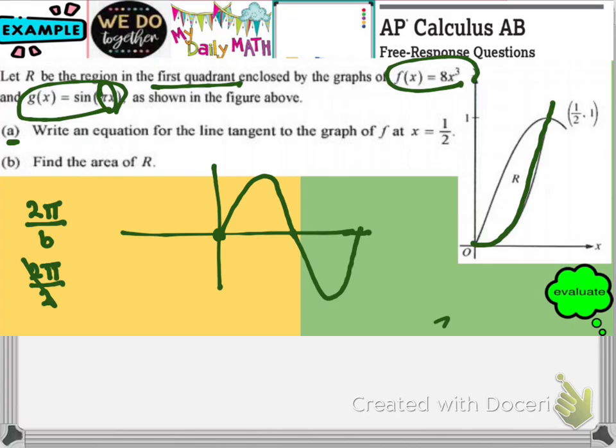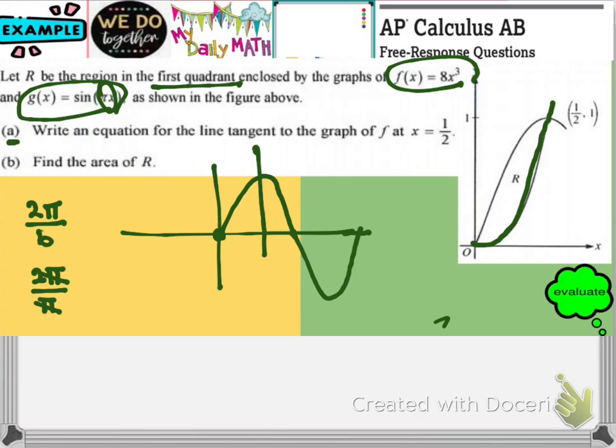is equivalent to pi, which is narrower than... it's not actually pi, I'm so sorry. That's 2 pi over b, and our b is pi. So our one full cycle is 2, okay? And if you look at the graph, that part right there is the sine of pi x.